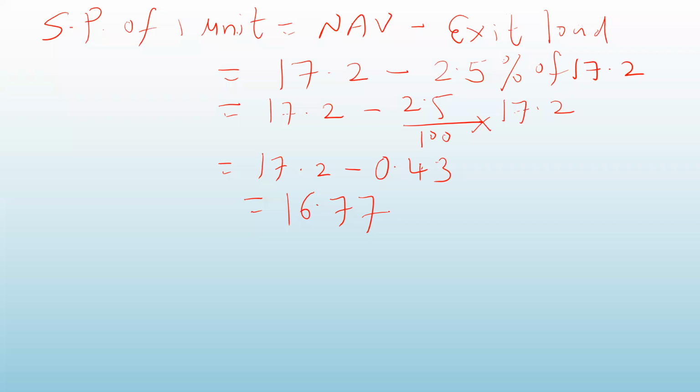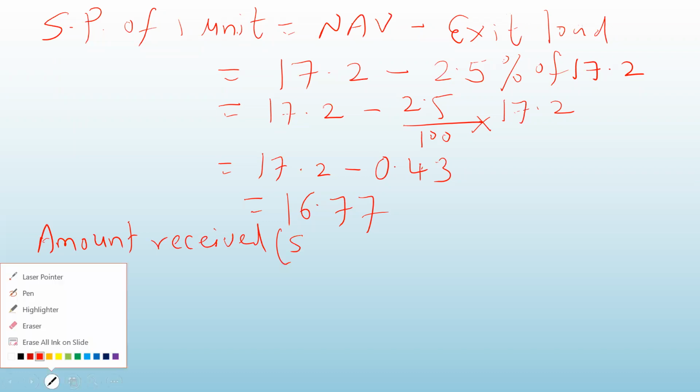So this is the selling price of 1 unit. So total amount received will be the selling price of 1 unit multiplied by the number of units sold. The amount received is also the same as the total sale price, correct?